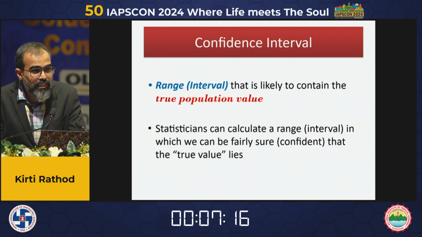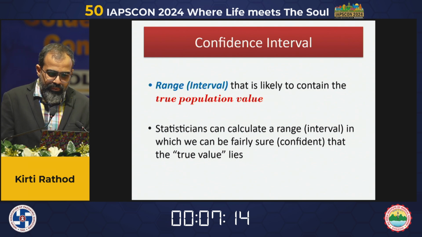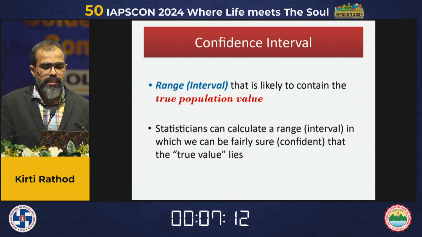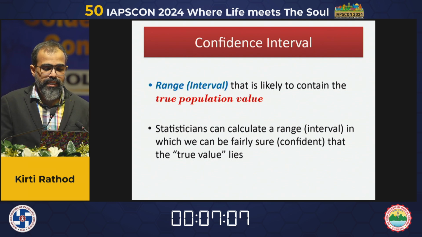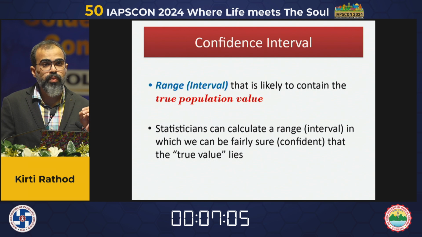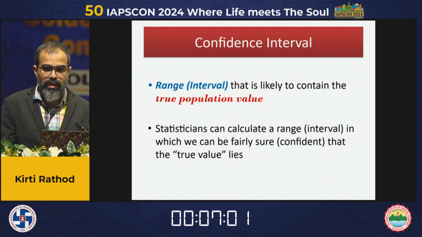Now, a very interesting concept again, confidence interval. Confidence interval is a range that is likely to contain the true population value, and statisticians calculate this range in which the true value lies. It's very difficult to understand what is the true value, but I'm trying to simplify it in the next few slides.